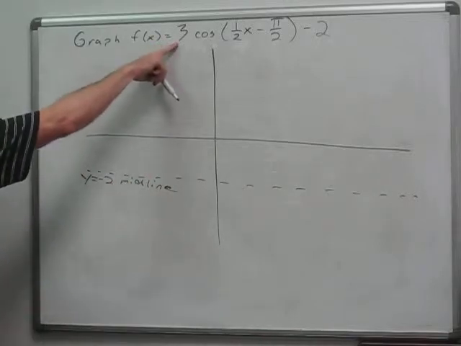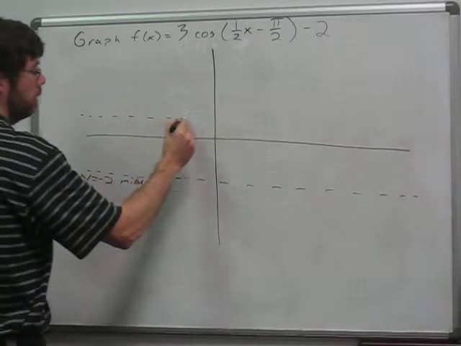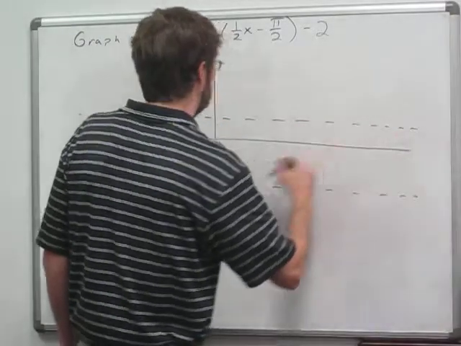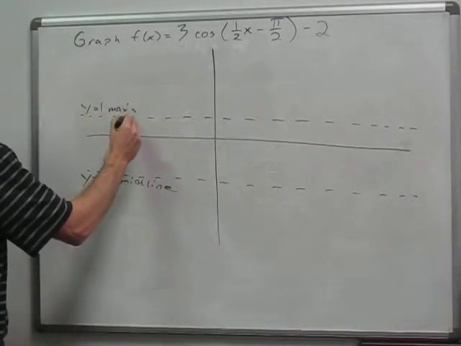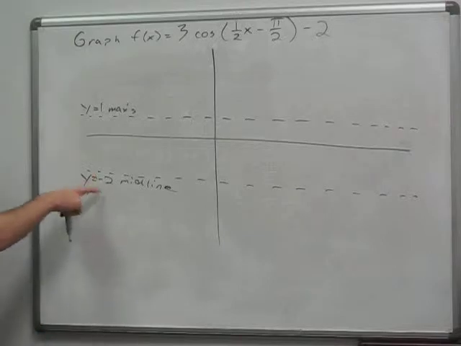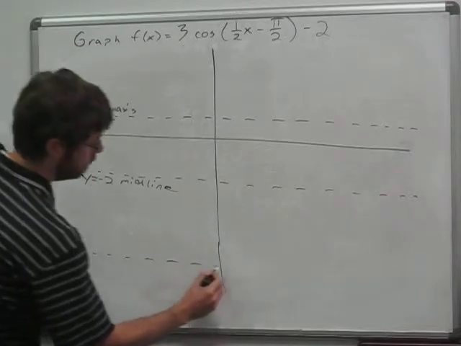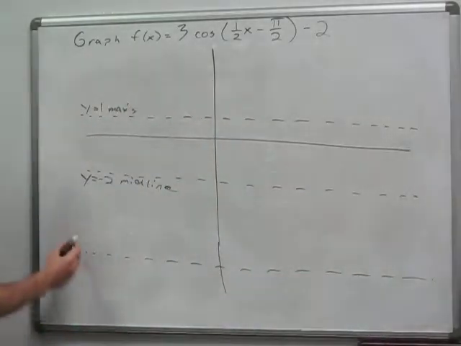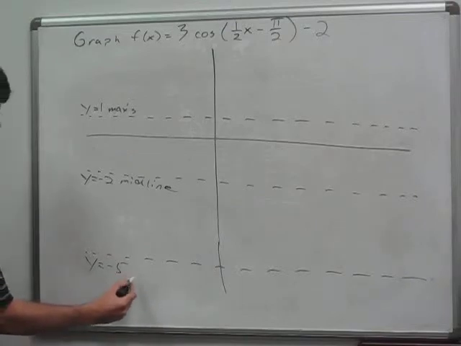I have an amplitude of 3, so the maxes are going to fall 3 units up on the line y equal to 1. And the mins are going to fall 3 units down on the line y equal to -5.